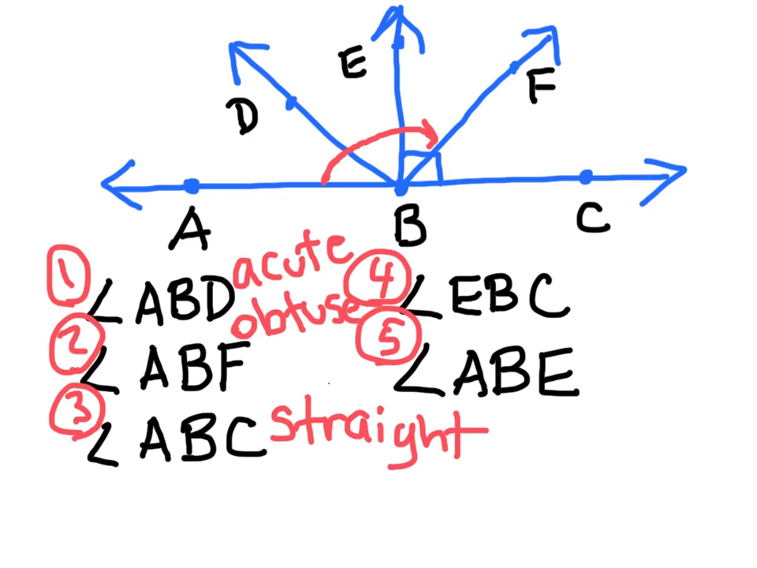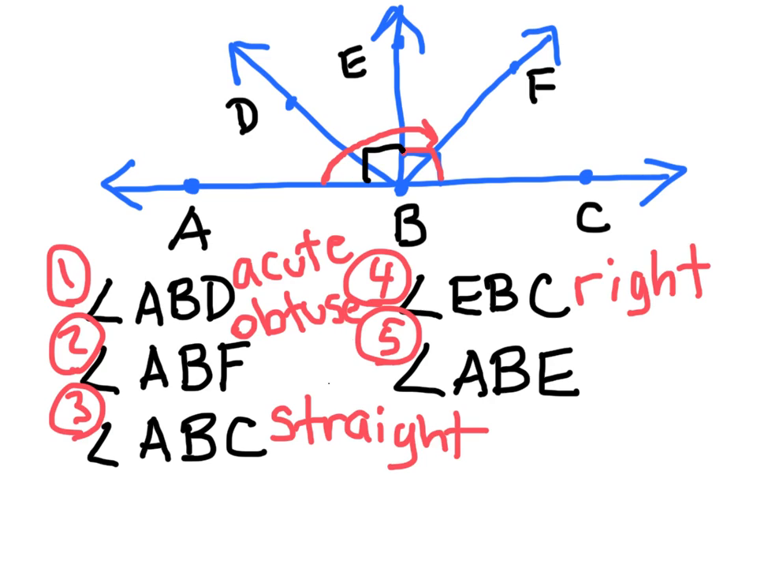Angle EBC is a right angle. It's 90 degrees. We even could tell because there's a little box to indicate that it is. All right. Finally, angle ABE. Angle ABE is right here.